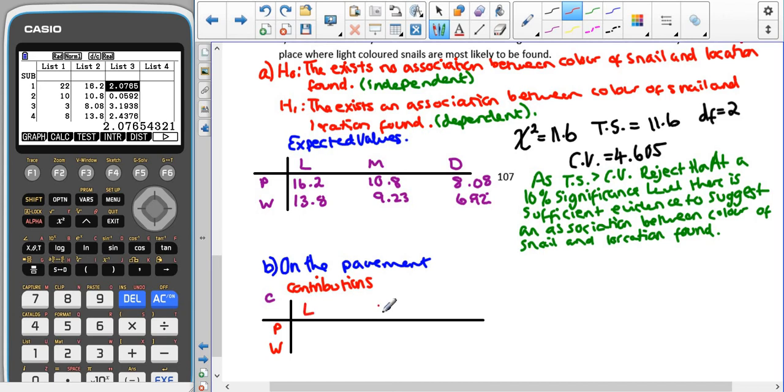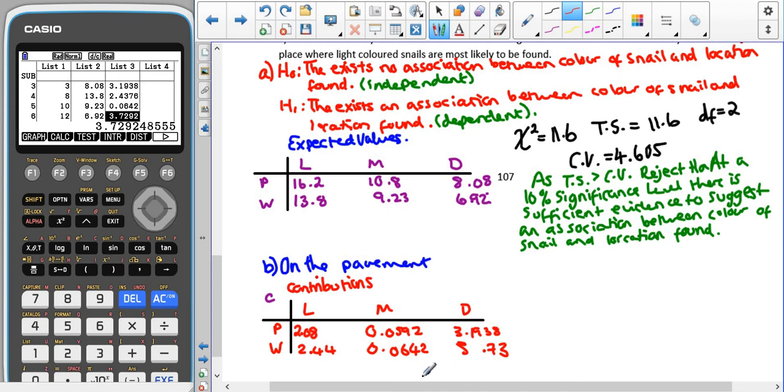So pavement, woodlands, light, medium, dark. So we've got 2.08, 0.0592, 3.1938, then working across the second row, 2.44, 0.0642 and 3.73. And hopefully if you did it the other way, then you would have started off with these values.